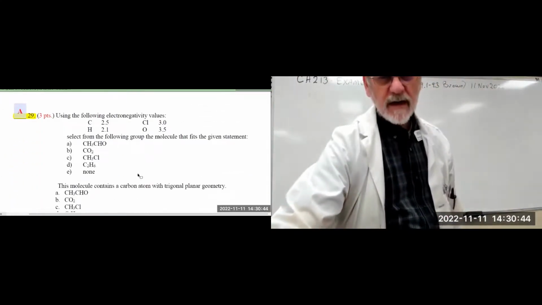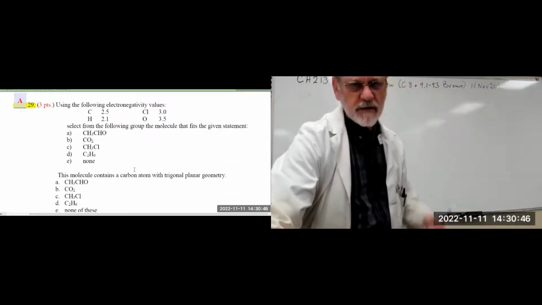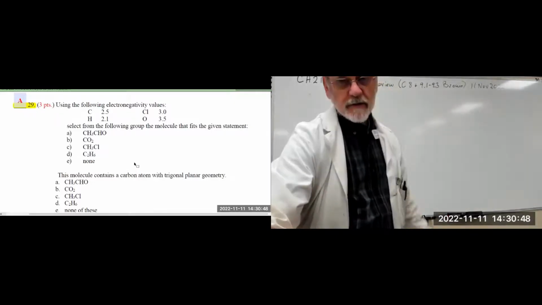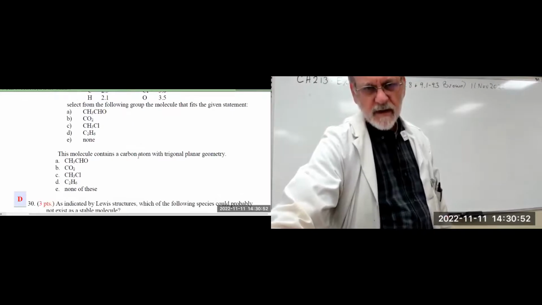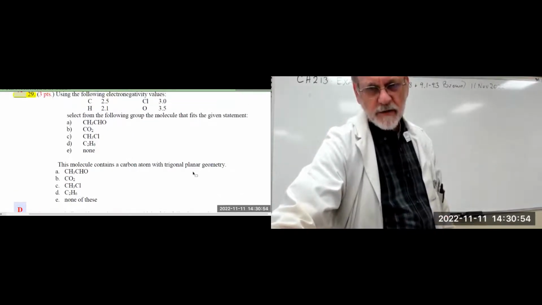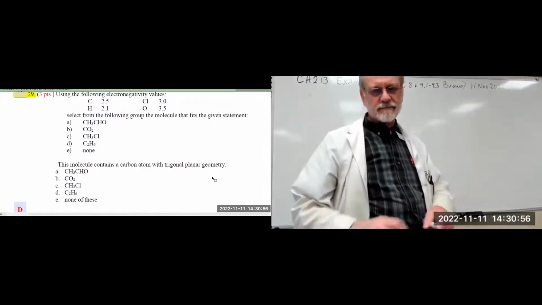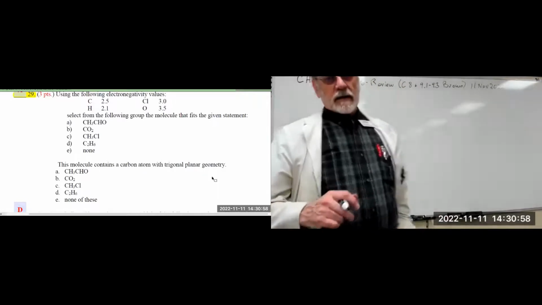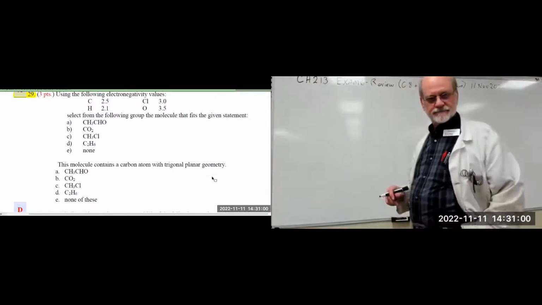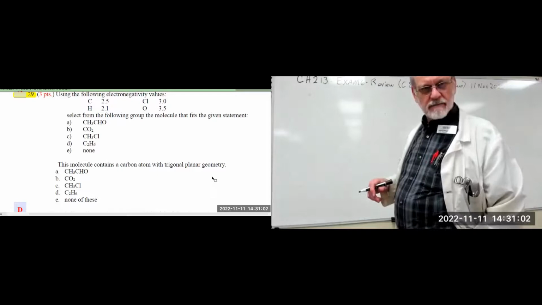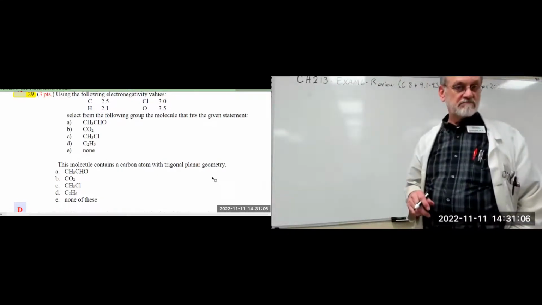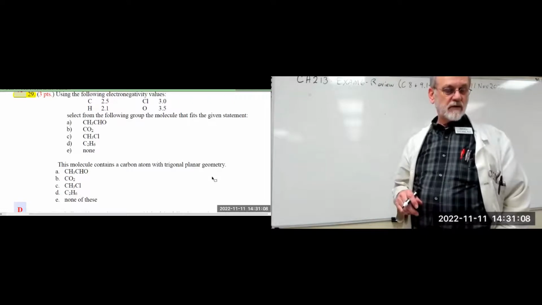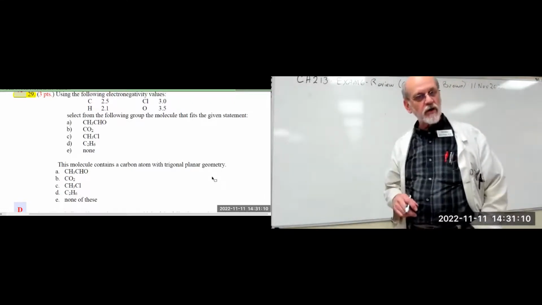All righty. Let's see. Do we want to mess with this? Using the following electronegativities, select from the following group the molecules that fit the given statement. The molecule contains a carbon atom with trigonal planar geometry. All right. You actually don't need those electronegativities. Which one of those would give a trigonal planar carbon?